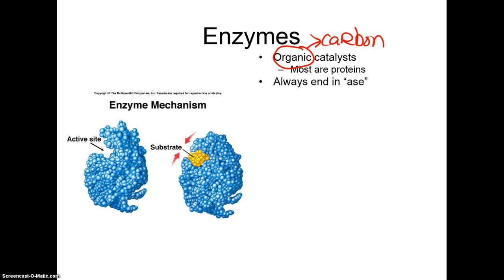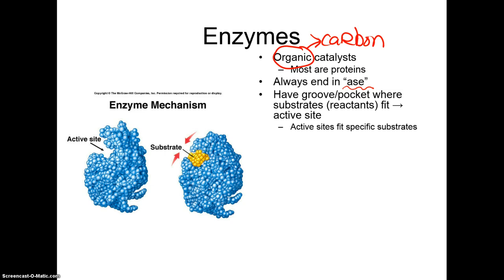Enzymes. You need to be prepared to always be able to identify an enzyme. If we were to give you a list of words, you need to be able to identify what the enzyme is, and you can do that by the ase ending. That means that it's an enzyme. You pronounce it ase.